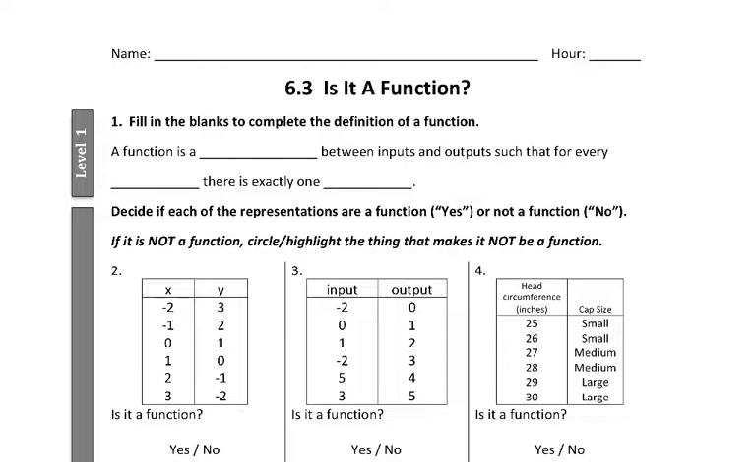So let's start off with the definition of a function. A function is a relationship between inputs and outputs, such that for every input, there's exactly one output.